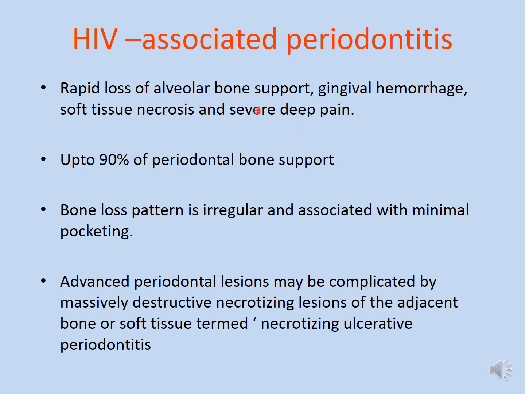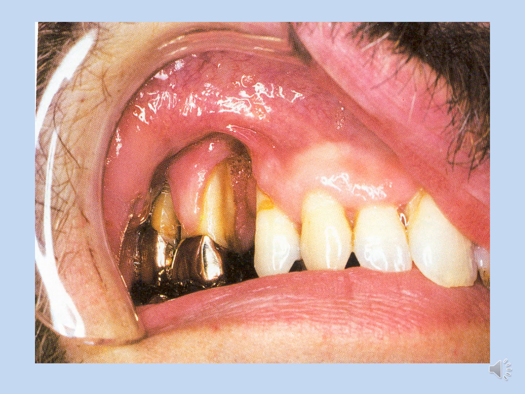So there's rapid loss of alveolar bone support, gingival hemorrhage, soft tissue necrosis, and severe deep pain. Up to 90% of periodontal bone support is lost. Bone loss pattern is irregular and associated with minimal pocketing. Right. So advanced periodontal lesions may be complicated by massively destructive necrotizing lesions of adjacent bone and soft tissue, and this is what is called necrotizing ulcerative periodontitis.